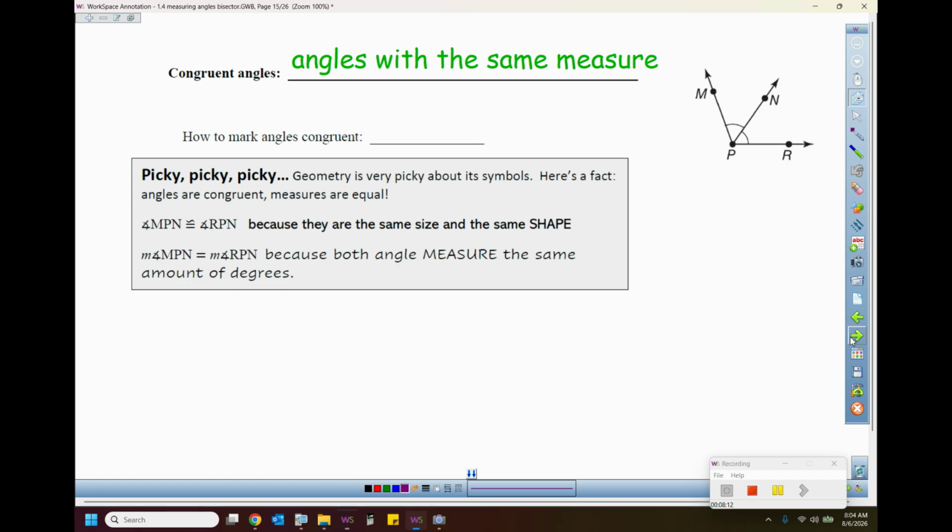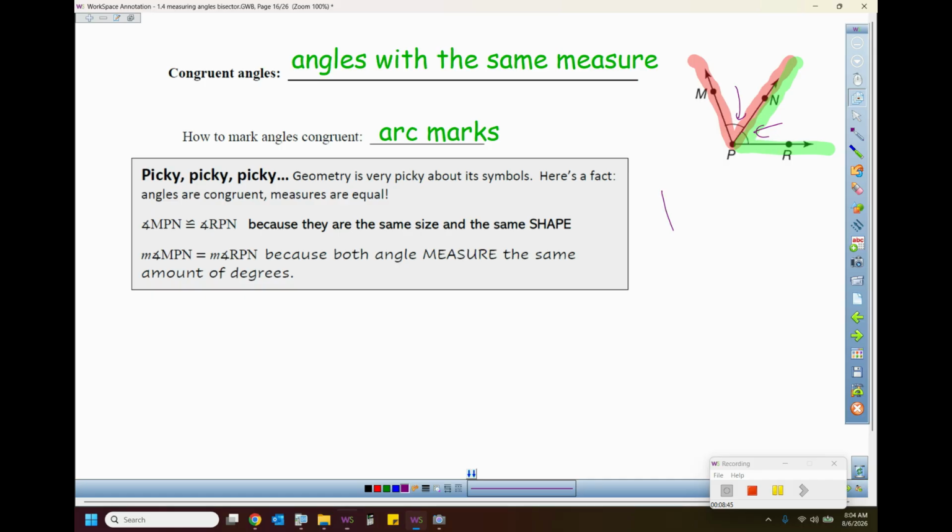Angles with the same measure. And if you remember back to when we did congruent segments, we marked them with tick marks. We don't use tick marks for angles. We use arc marks. So if you look at the picture I have at the right here, I have a red angle and I have a green angle. Do you see those little swoops inside of there? Those things are called the arc marks right there. And the same amount of arc marks means that they measure the same.